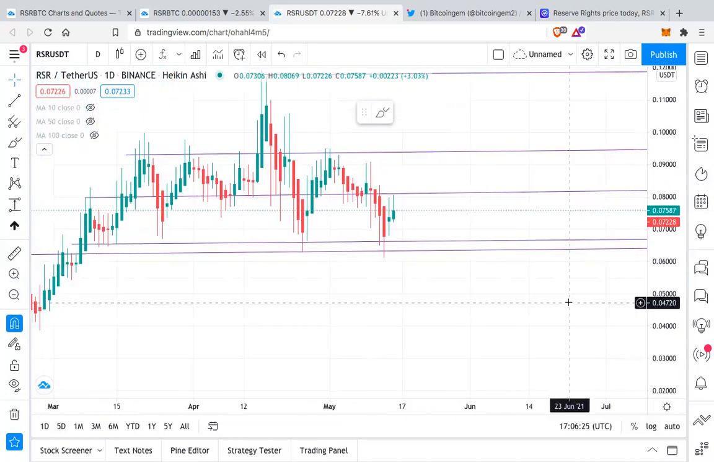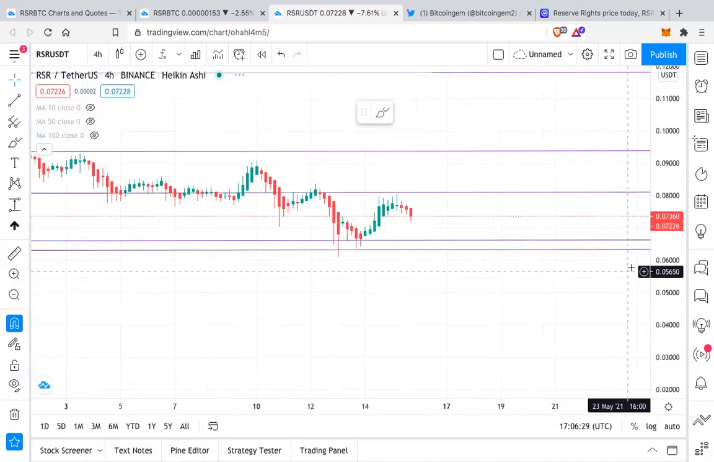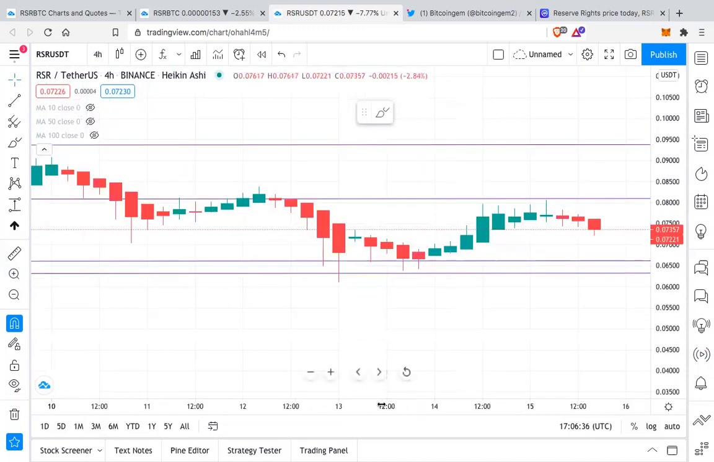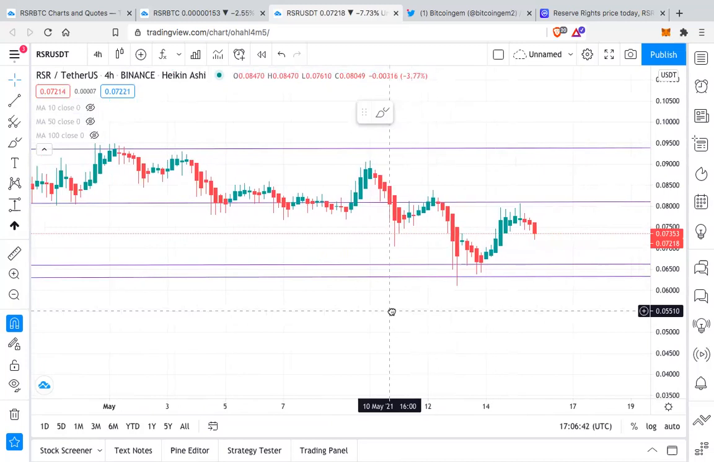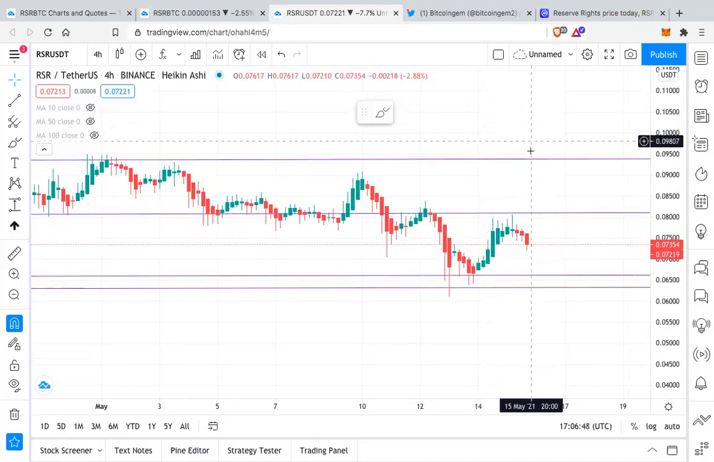So this is a daily chart, and if we look at the 4-hour, let's see the recent. So we can see this clearly, the levels that we have drawn. This is acting as support, and this is currently acting as resistance, $0.08.